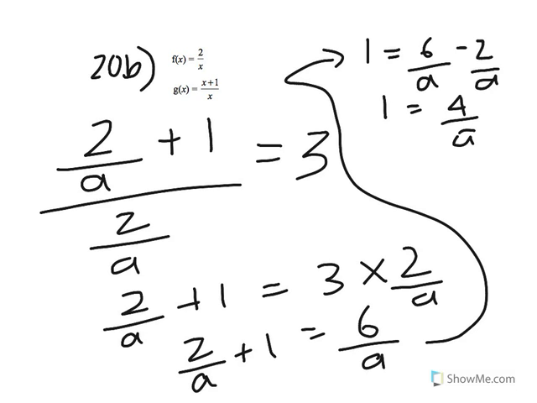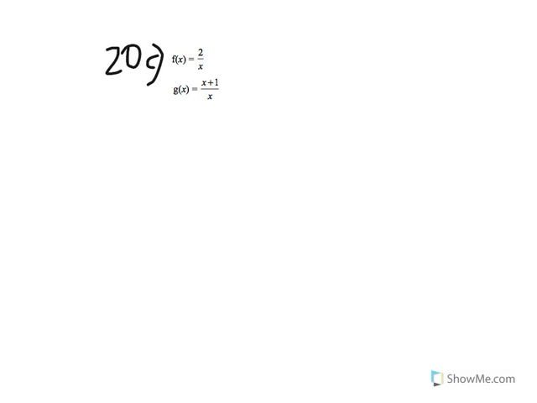Now multiply both sides by a, you're going to get a is equal to 4. And that is your answer. Okay, question 20C is asking you to express the inverse function g inverse of x. So what is g inverse of x?